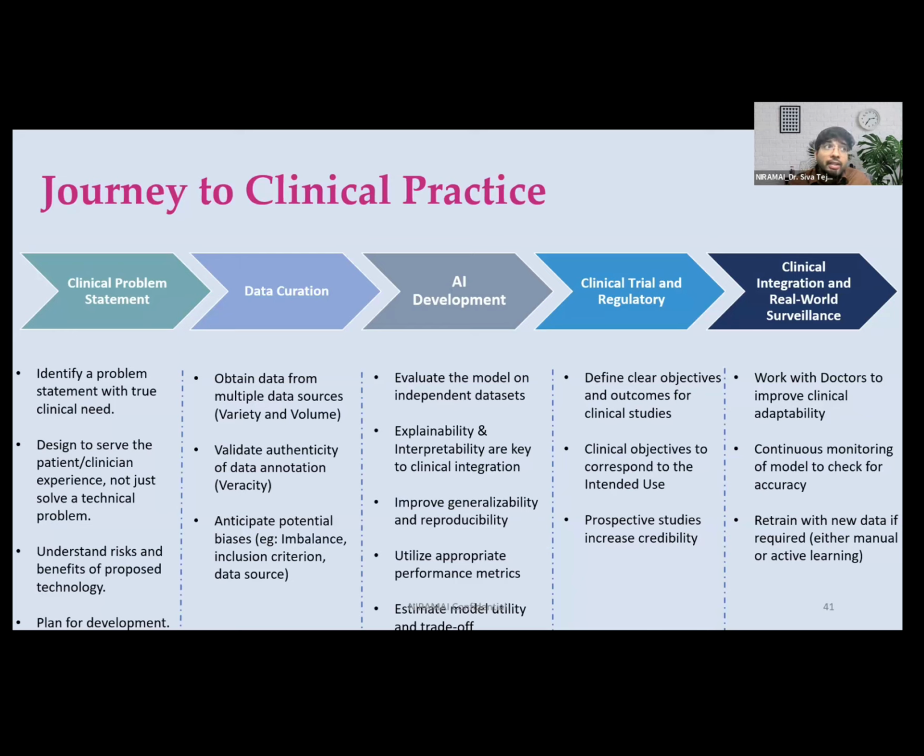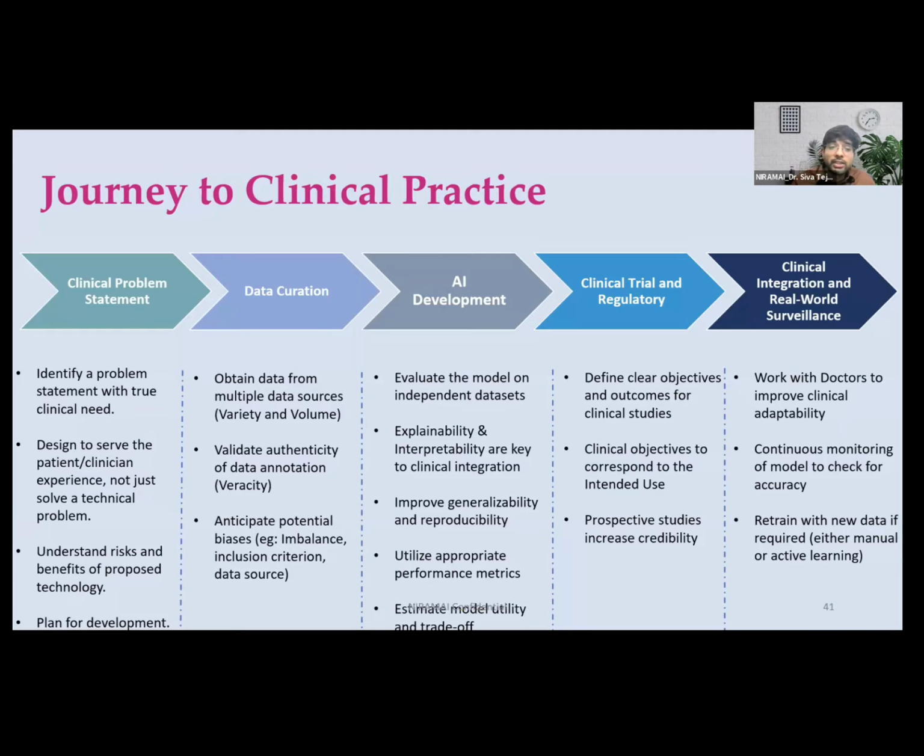For example, we can think about screening tuberculosis with PET-CT. Though you might get very good accuracies, it is not a clinically viable solution for screening because of its cost, because of its radiation, and because of the competition that is already there. So that's why it's important that we understand what the problem statement is going to serve, how it is going to improve patient or clinician experience, and what the risks and benefits of the proposed technology are when compared to what is available outside.